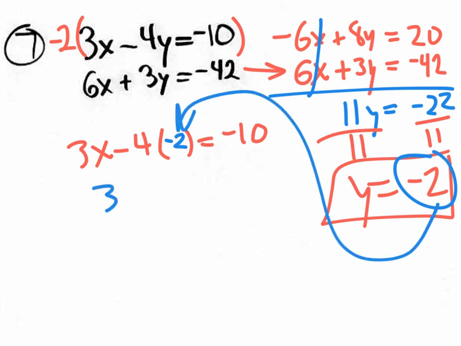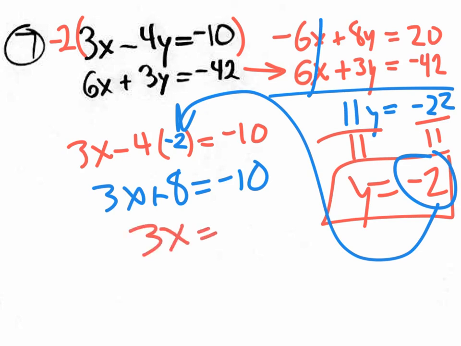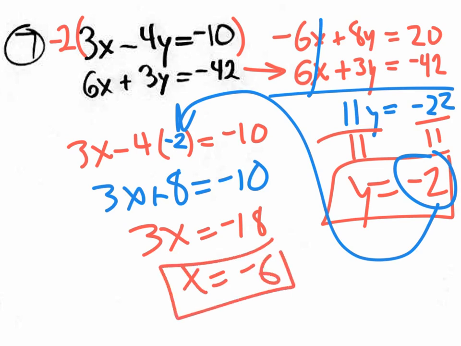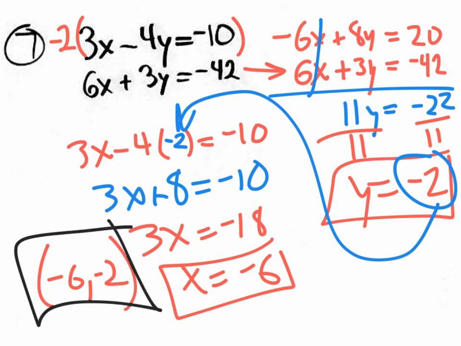So we have 3x plus 8 equals negative 10, which means if you subtract 8 on both sides, you get 3x equals negative 18, which means x equals negative 6. Yay? Okay, so the answer, you're going to write it as an ordered pair. Negative 6, comma, negative 2. That is the answer right there. Negative 6, comma negative 2 as an ordered pair.